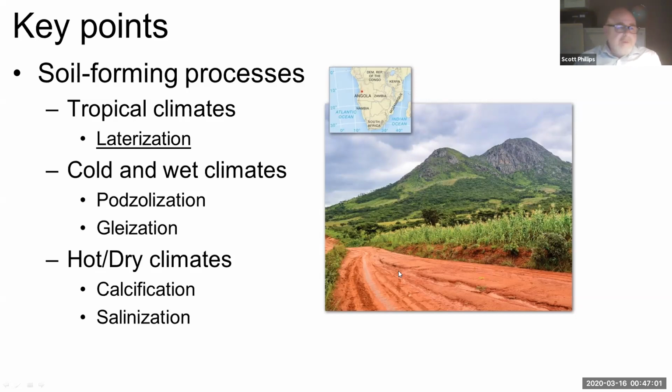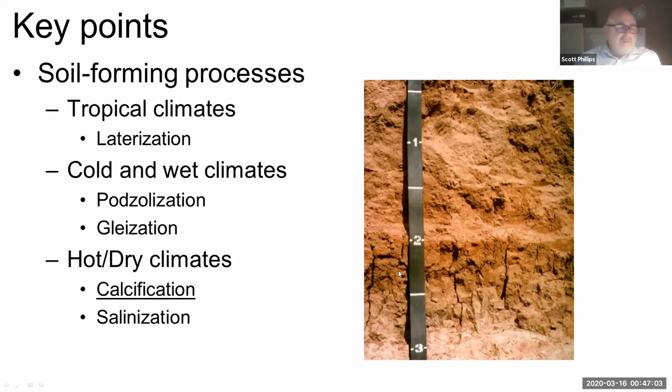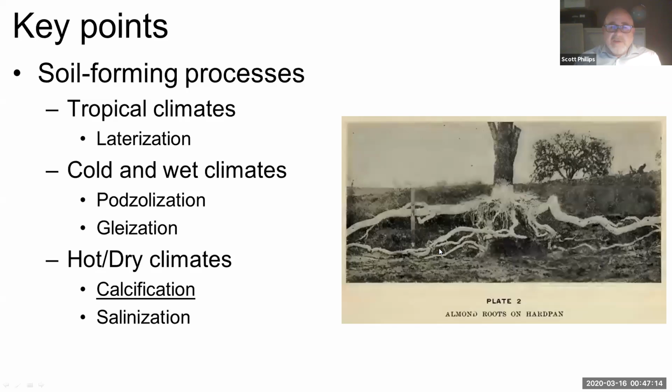In California, we tend to have more of a dry environment. And in Mediterranean climates, with a dry summer, you can develop calcification. One thing calcification can do is lead to what's called hardpan. Hardpan is where you have a hard layer of soil underneath. This is showing a cross-section of an almond tree and its roots trying to grow. They can't penetrate a hardpan soil underneath.